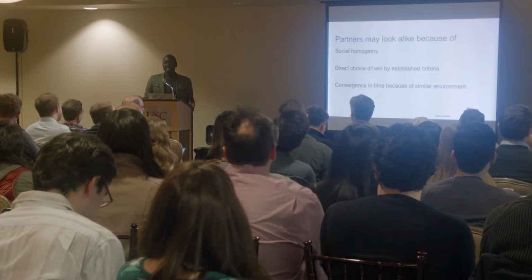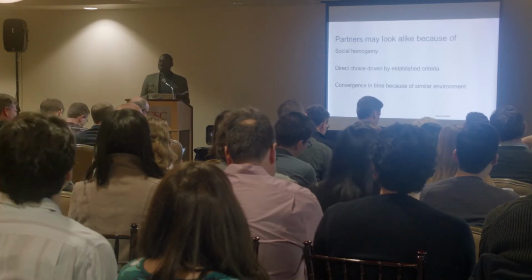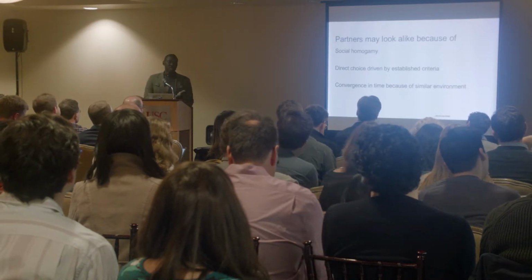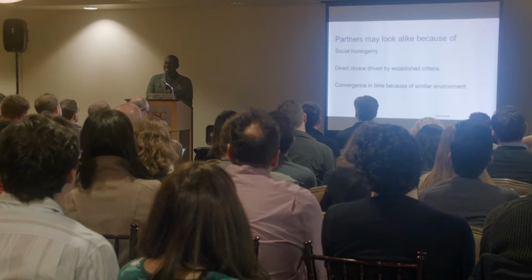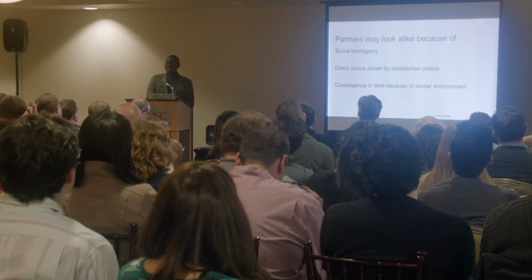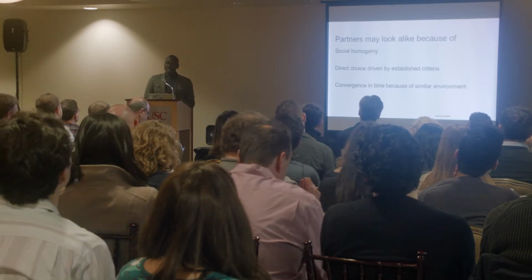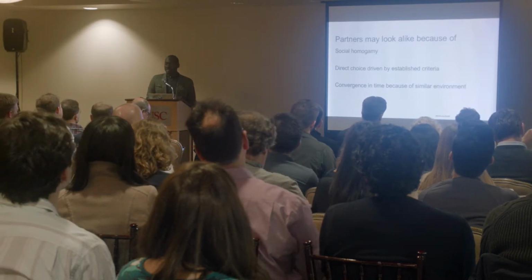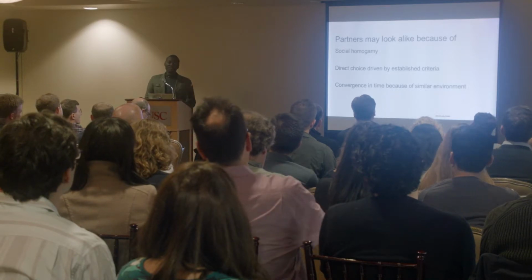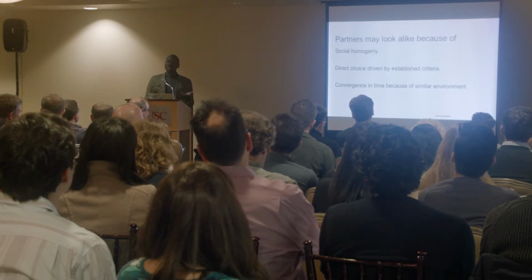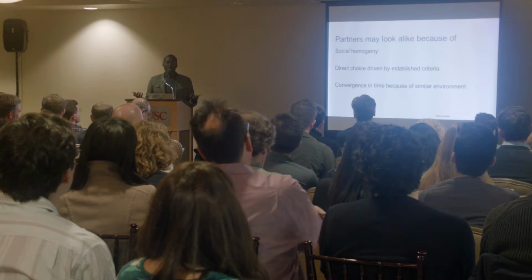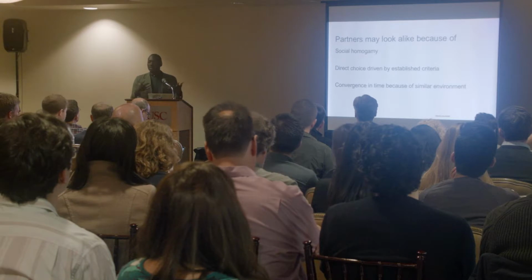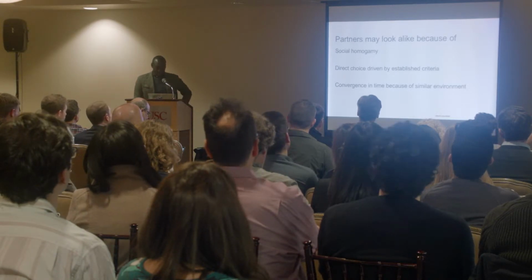So another reason is a sort of a direct choice driven by established criteria, as I like to term it. So I know people who have a precise list of criteria they're looking for, including looking for some partner that exactly looks like them. And a third one, which is less related to mate choice, is convergence in time. So you can think about people being together for a long time, and after a few years or few weeks, they start to converge to some similar trait, for example, body mass index.